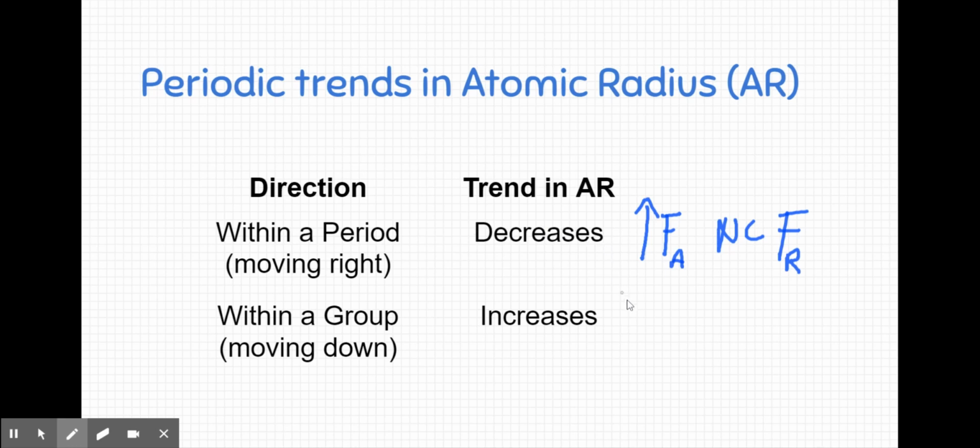When we're within a group, moving down a group, each period adds an energy level. So we add a complete shell of electrons. So as we move down, the force of repulsion is increasing. And for neutral atoms, the core charge within a group is always the same. So there's going to be no change in the force of attraction.